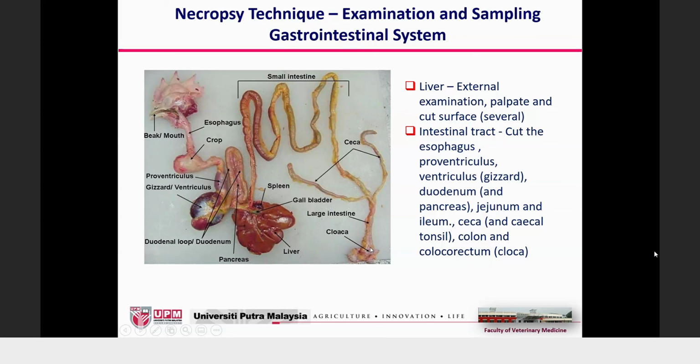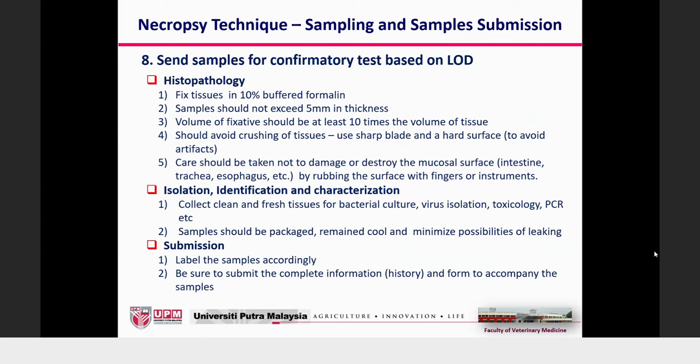Okay, so after you examine, there are a few things we need to do, particularly on submission of samples. This is also some guideline for submitting the sample. For histopathology, we need to fix the tissue in 10% buffered formalin. Why buffered? Because we want to avoid artifacts. Then the tissue should not exceed 5 millimeters in thickness, and the volume of the formalin in relation to the tissue should be at least 10 times, meaning 1 part of tissue to 9 or 10 parts of formalin. So that is very important.